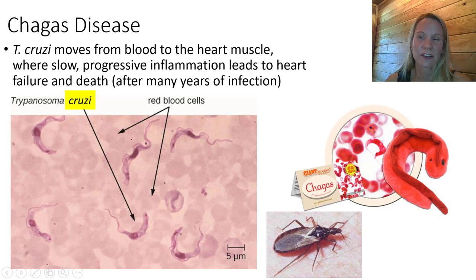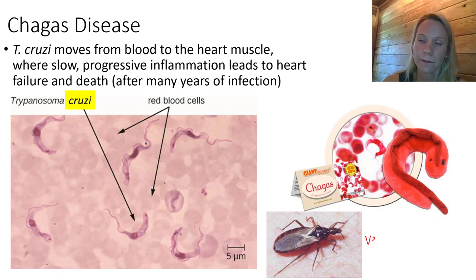Usually they stain sort of a purple color, but what giant microbes tried to do was actually make it a different color, the one that causes Chagas disease here, Trypanosoma cruzi. So morphologically the same, but different vector and different illness, okay?